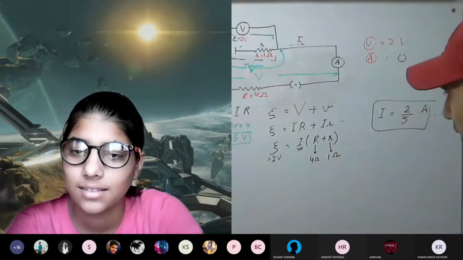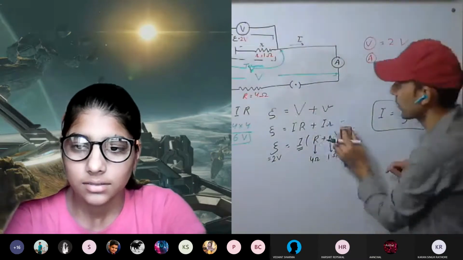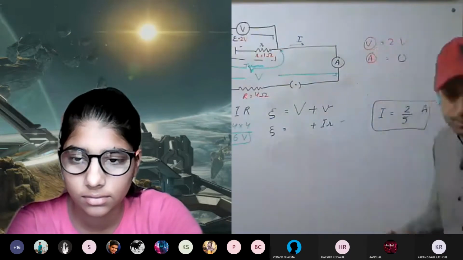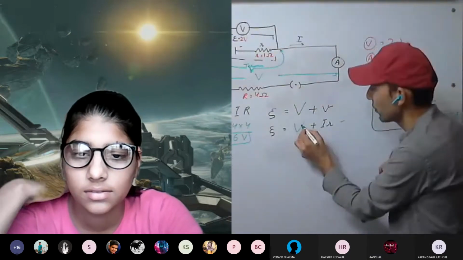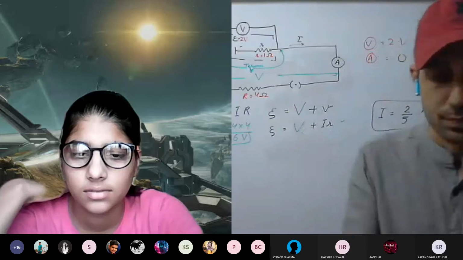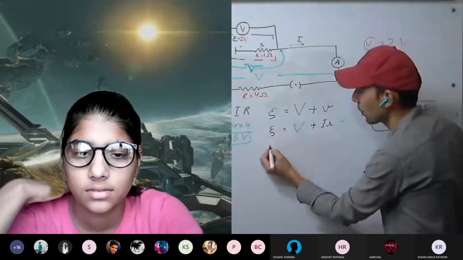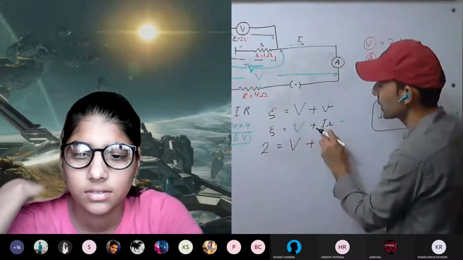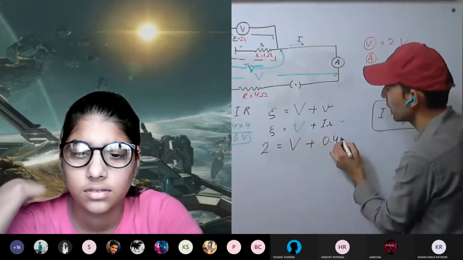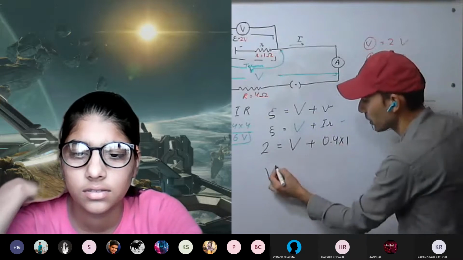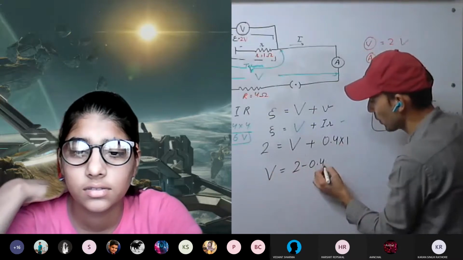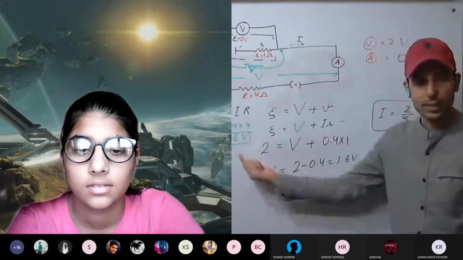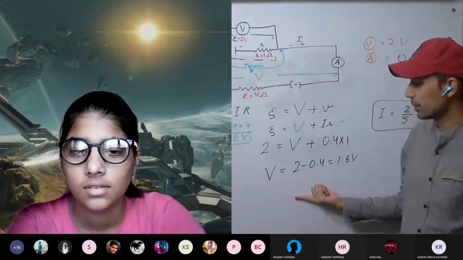Or we can calculate one more way. This equation we have written. And V we have to calculate. So how much is EMF? 2 volt. V we have to calculate. How much is current flowing? 0.4 into 1. So terminal voltage equal to 2 minus 0.4, that is 1.6 volt. Either you can calculate this way or this way. Have you understood this one?